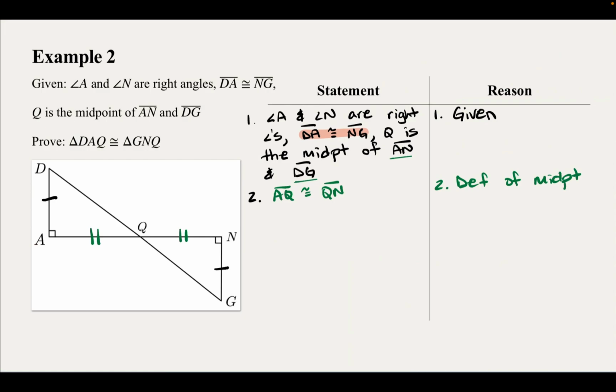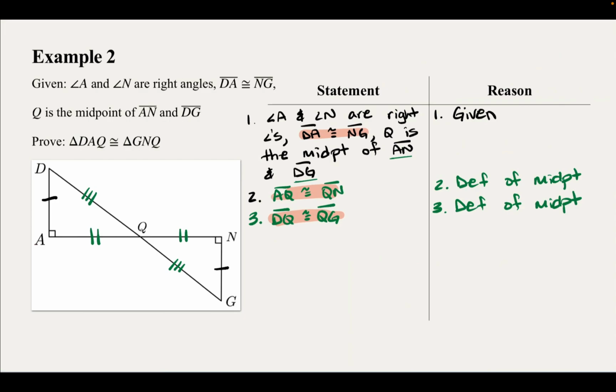If it's also the midpoint of DG, that means DQ and QG are also congruent. Notice I'm using different tick marks here because I want to separate them from the other congruent segments. We've got the same reason, definition of midpoint. Oh, that should be a 3, not a 2. So now I have 1, already highlighted, 2, 3 congruent sides. That part's done. Now I need to prove 3 congruent angles.